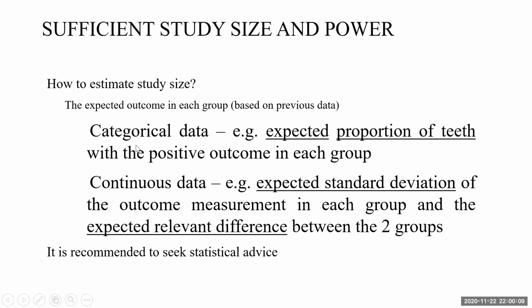This is for categorical data. For continuous data, you should look for the expected standard deviation of the outcome measurements in each group and the expected relevant difference between the two groups. In this situation, it's recommended to seek statistical advice.